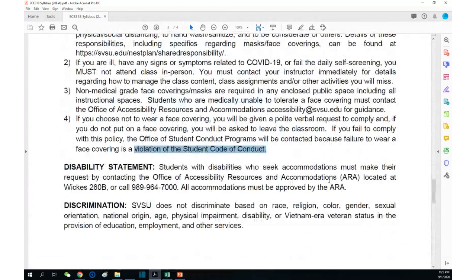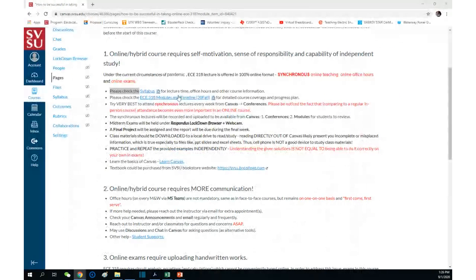Okay, this is the syllabus. Any questions? Any concerns? Nothing? All right, and we can move on to the next document, which is our Gantt chart.